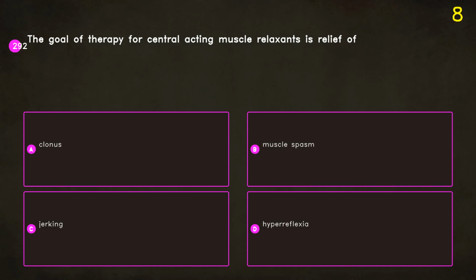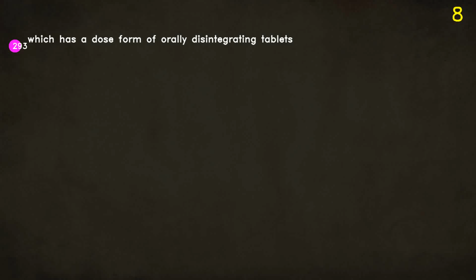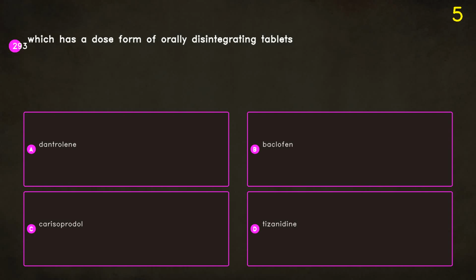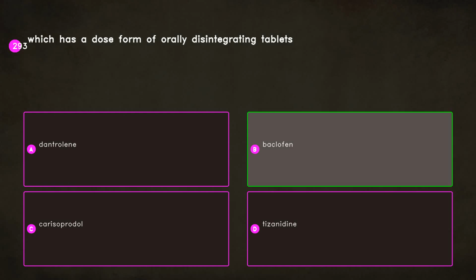Question 292. The goal of therapy for centrally acting muscle relaxants is relief of A. Clonus. B. Muscle spasm. C. Jerking. D. Hyperreflexia. The correct answer is muscle spasm. Question 293. Which has a dose form of orally disintegrating tablets? A. Dantrolene. B. Baclofen. C. Carisoprodol. D. Tizanidine. The correct answer is baclofen.